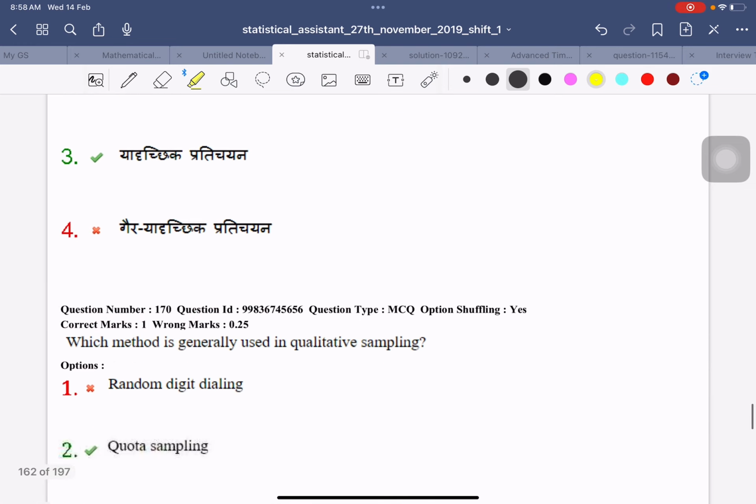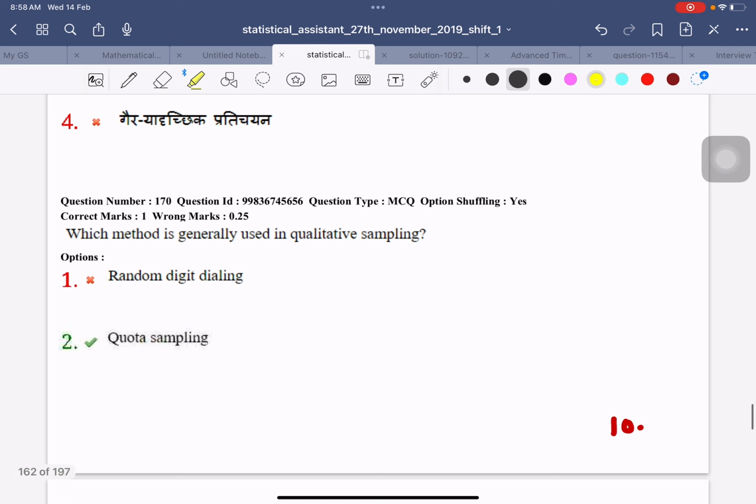So the next is, which method is generally used in qualitative sampling? क्वालिटेटिव सैम्पलिंग जब हम करते हैं तो हम कौन सा मेथड यूज़ करते हैं? तब हम quota sampling यूज़ करते हैं. हम उस टाइम पे quota sampling यूज़ करते हैं.